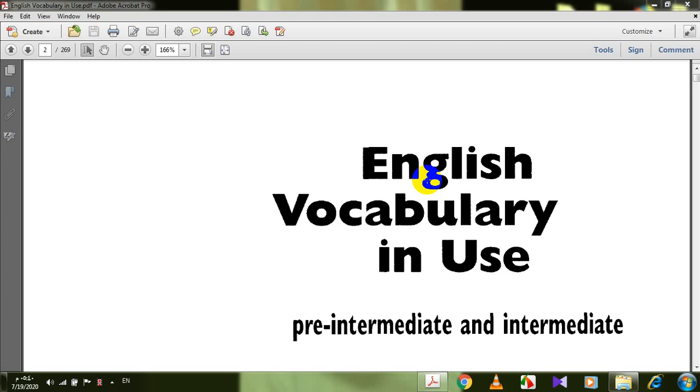There is actually an answer key at the back of the book. If you face any difficulty trying to do the exercises, you can just go back to the end of the book and you can find the solutions there.